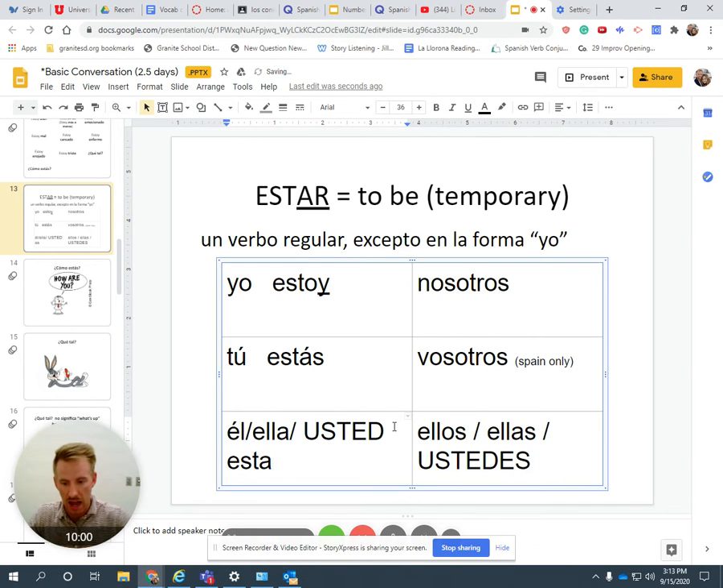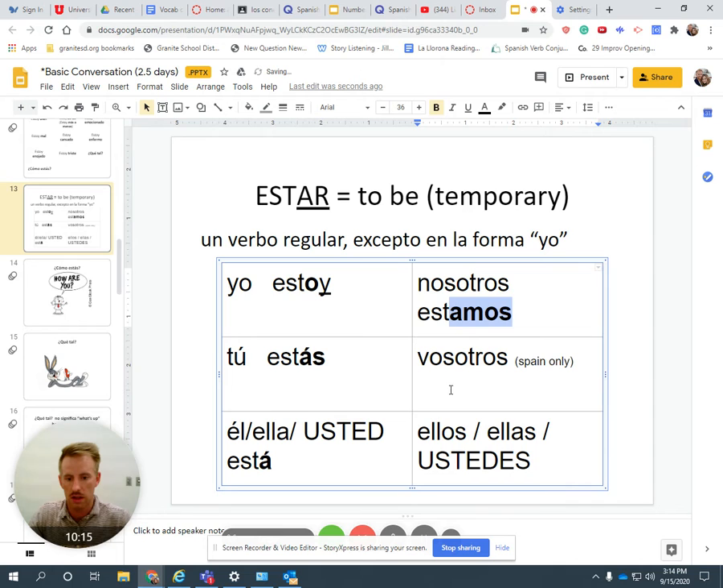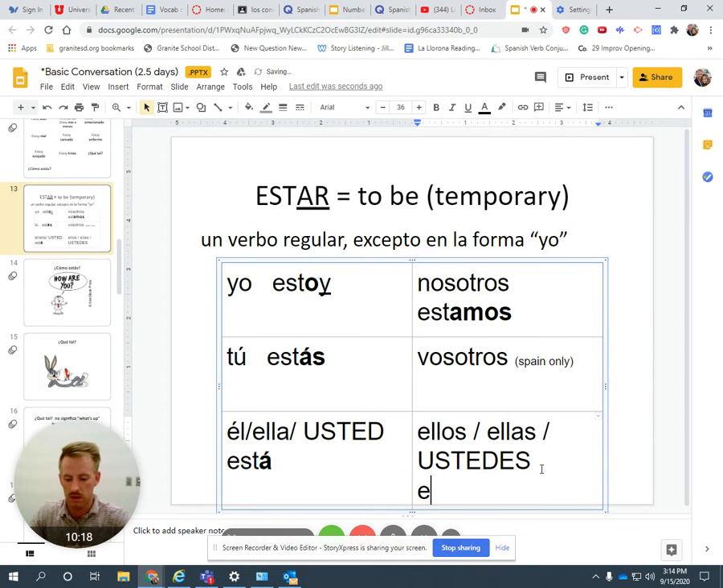O, as, a. Now you notice, O, here's the O. As, a, nosotros, estamos, amos, and el último, están. An. O, as, a, amos, an. That is your pattern for regular verbs. Now, vosotros, I skip it a lot because it is Spain, but they're going to say estáis. ¿Cómo estáis vosotros? ¿Sí? But otherwise, o, as, a, amos, an.